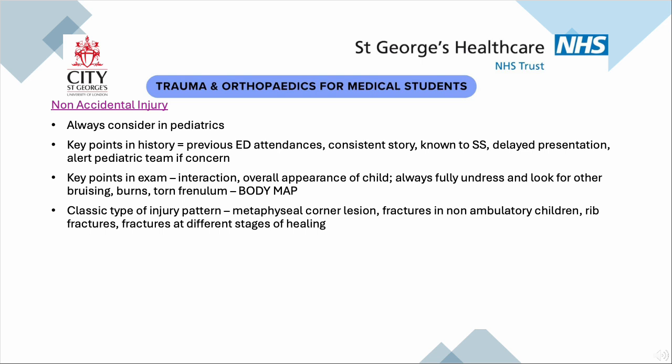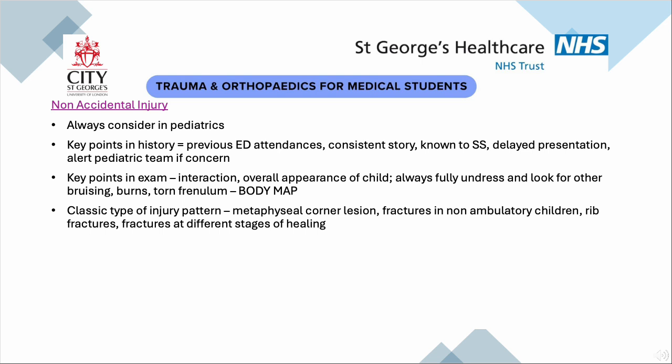There are key points in the history and an examination which might raise your suspicion of NAI. In the history, you might find that the child has had a delayed presentation, that they're already known to social services, that they have had lots of previous A&E attendances. Sometimes the story may not be consistent, that the parents keep changing the timeline of what happened or how the injury happened.